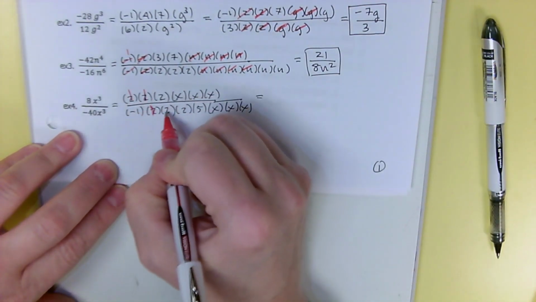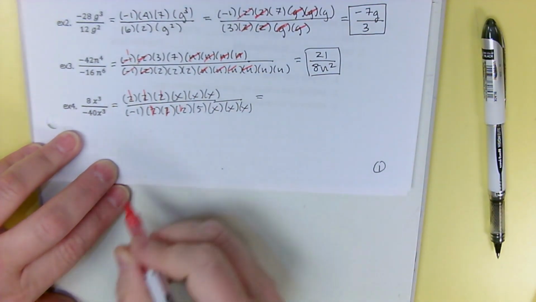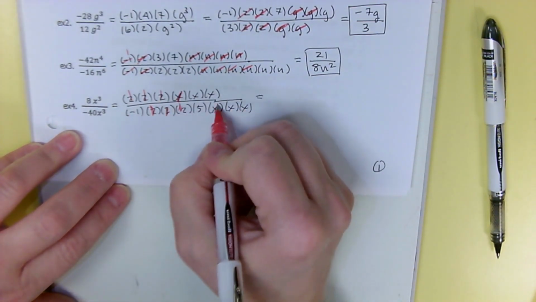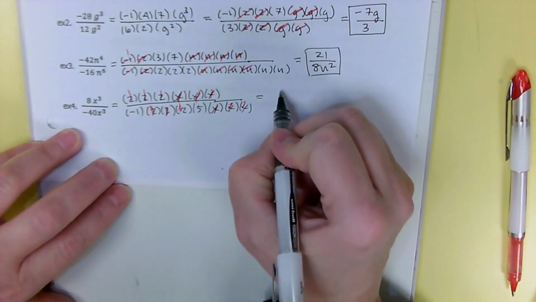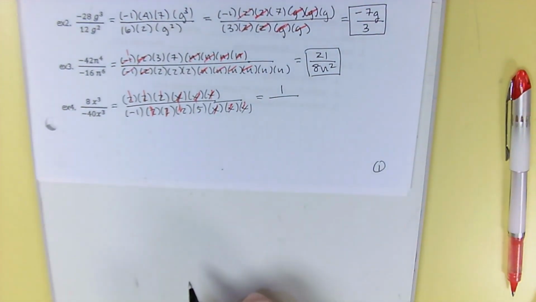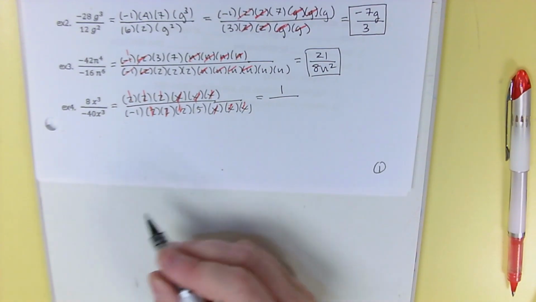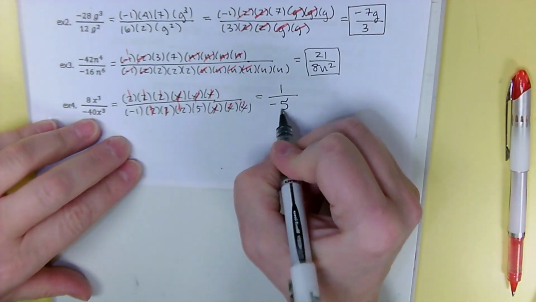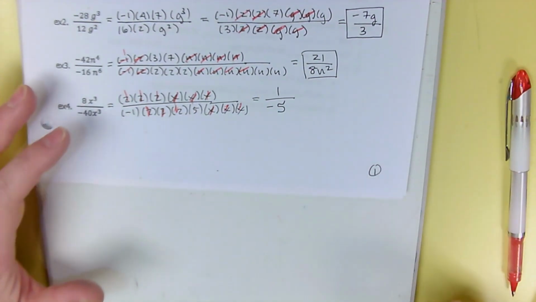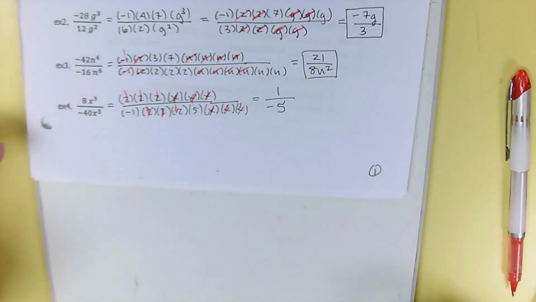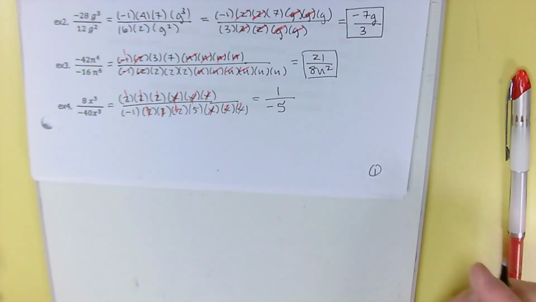Divide out a 2, and a 2. Divide out an x, and an x. Everything on top divided to 1. On the bottom, I have a negative 1 times 5, which is a negative 5. Numbers will never switch from top to bottom when you're simplifying a fraction. If the 5 is on the bottom, it's got to stay on the bottom.